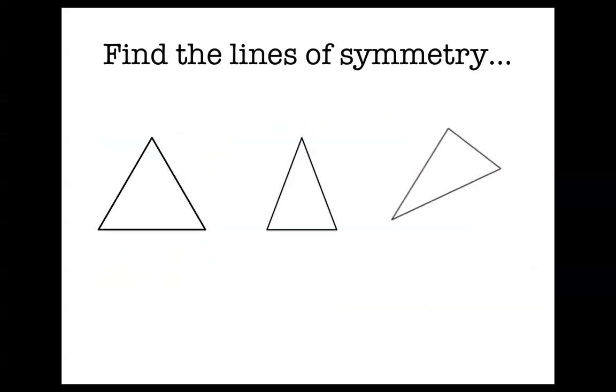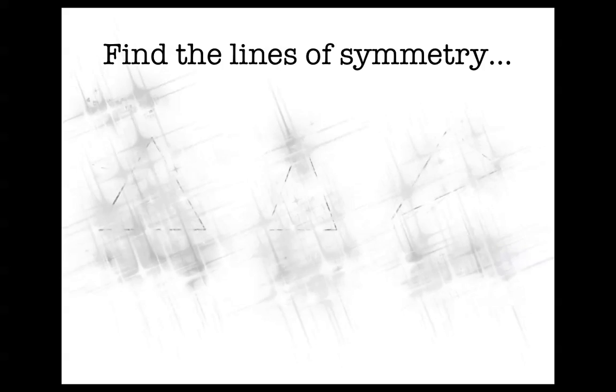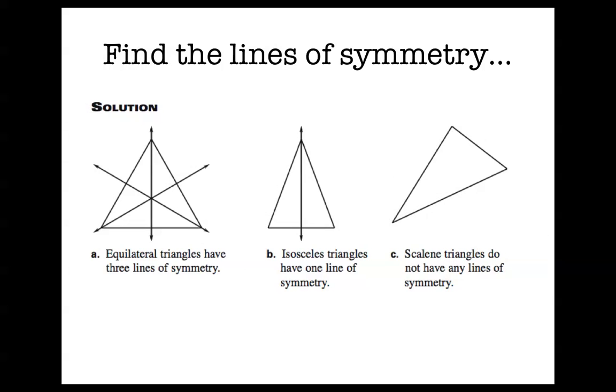All right, try these. We've got an isosceles triangle in the middle. You've got an equilateral triangle on the left. You've got a scalene triangle on the right. Are there any lines of symmetry for any of those guys? Well, for the equilateral triangle, there are 3 lines of symmetry. For the isosceles triangle, there's only 1 line of symmetry. Scalene triangles, you can't make any lines of symmetry because they're not symmetrical shapes.